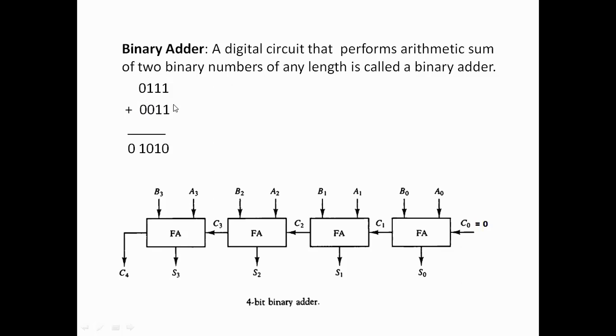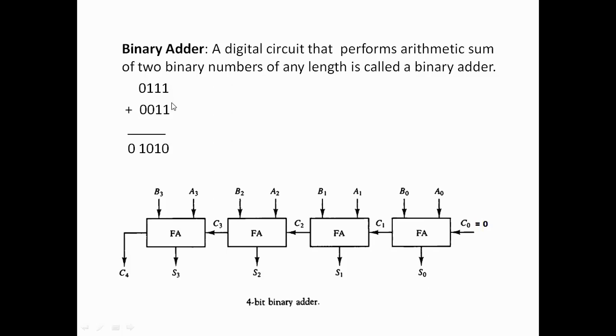But in practicality, we do not use a half adder, we directly put a full adder at the first place also. So when we combine these 4 full adders, it becomes a 4-bit binary adder. If you look at this diagram, this is a very simple one. We just put 4 full adders. FA means full adder. So we are putting 1, 2, 3, and 4 full adders in a line, connecting them, and we are done. We have created a 4-bit binary adder.